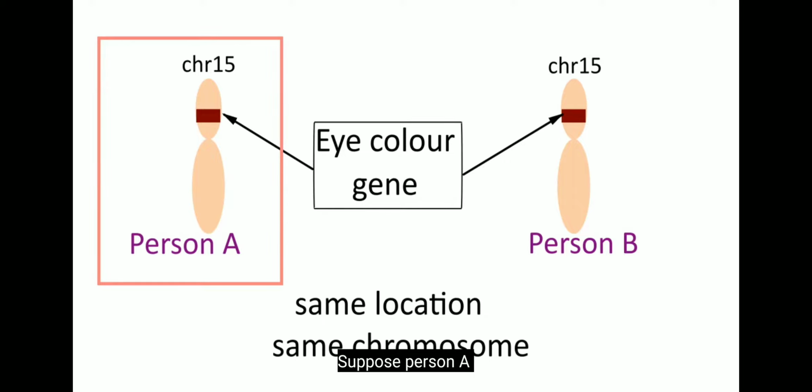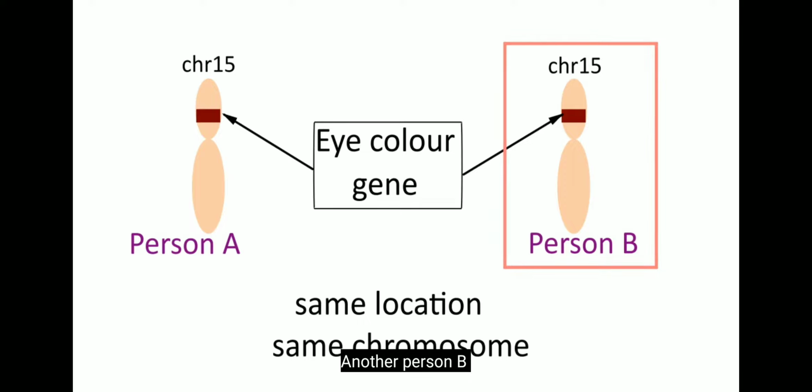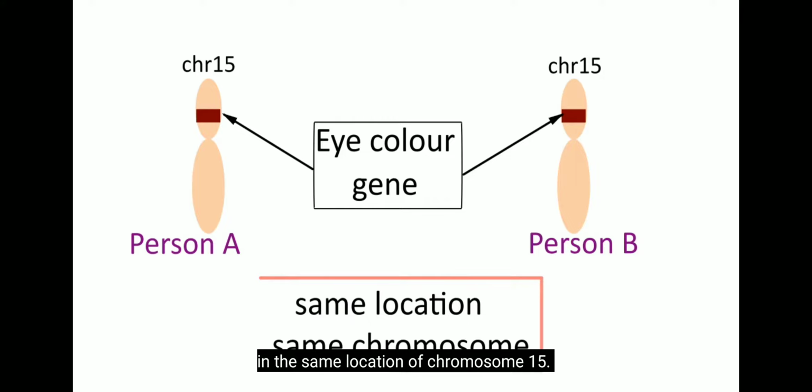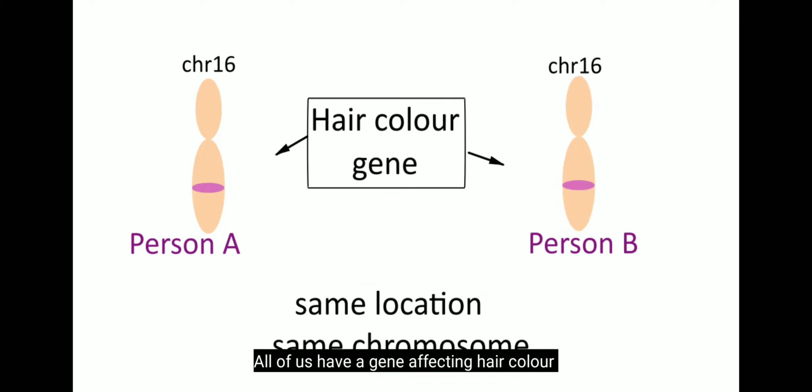Suppose person A has a gene for eye color in chromosome 15. Another person B would also have the gene for eye color in the same location of chromosome 15. The location of genes is fixed. All of us have a gene affecting hair color on a specific location of chromosome 16. The same location on a different chromosome would have a different gene.